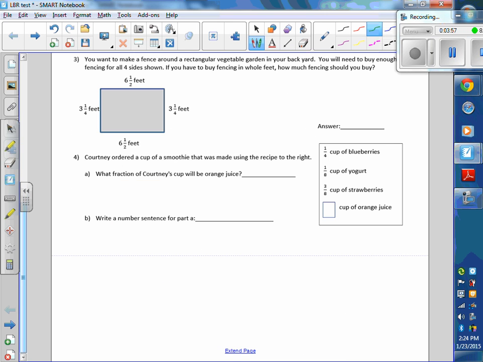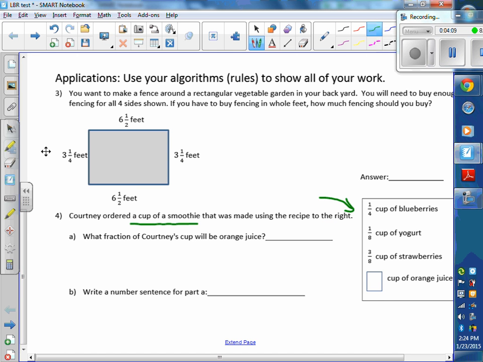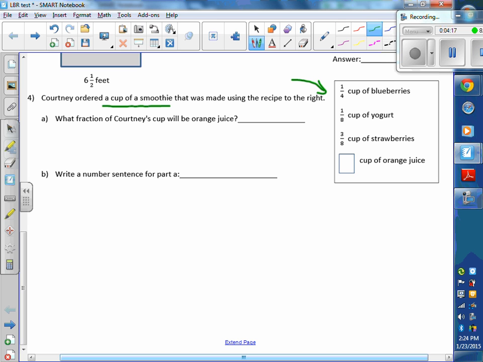Okay. So on 4, Courtney ordered a cup of a smoothie that was made using this recipe. And it tells you everything you need in that recipe except for the orange juice. You have to figure out what fraction of Courtney's cup will be orange juice. So that this recipe has to total to be 1. The total has to equal 1 cup.